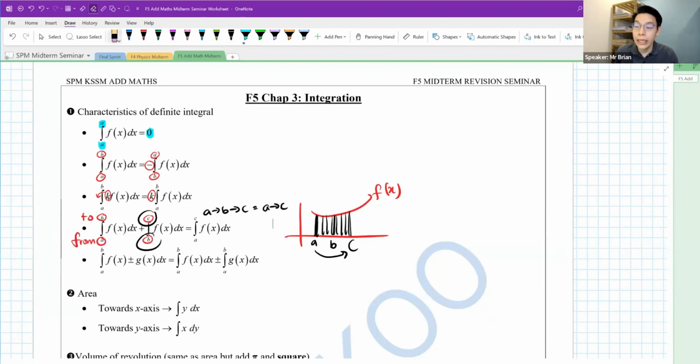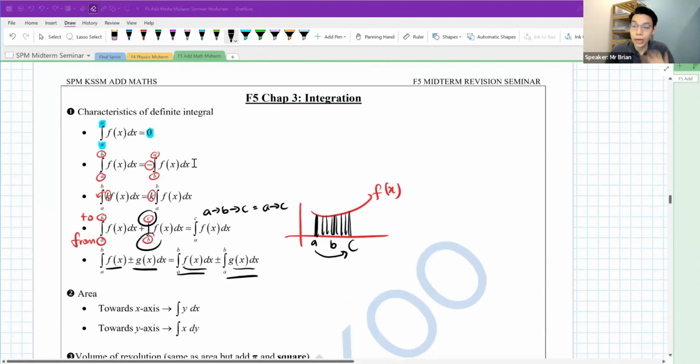Last one. If I integrate two different things with a plus or minus in between, I can always split it up. I can say that I integrate f(x) first, plus I integrate g(x), so I can split it up. Shall we quickly see how to apply these few characteristics first?